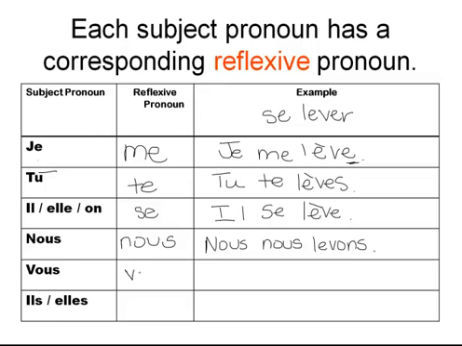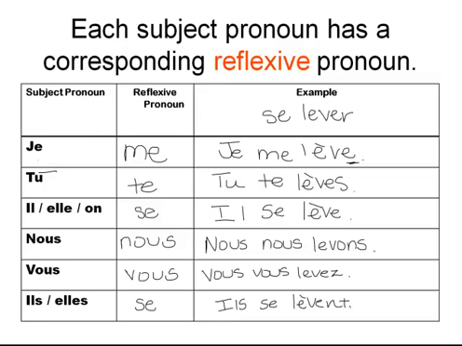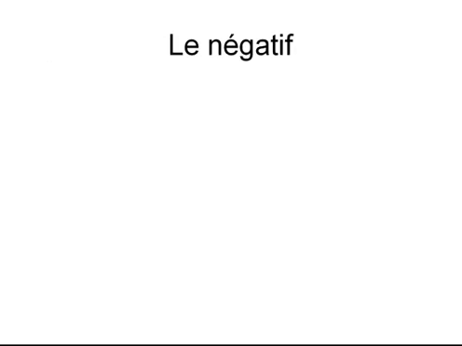The corresponding pronoun for vous is vous. So vous vous levez, to say you all get yourselves up. And then the reflexive pronoun that goes with ils or elles plural is the same one you use with il or elle singular. So to say they get themselves up, ils se lèvent. So those are the reflexive pronouns that go with each of the subject pronouns to indicate that the person doing the action is doing that action to him or herself.